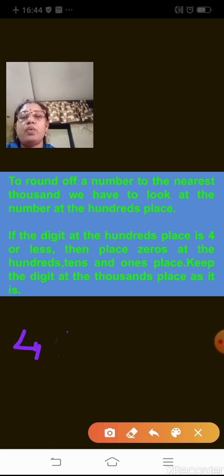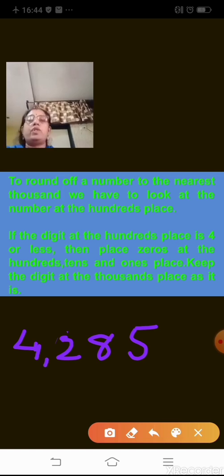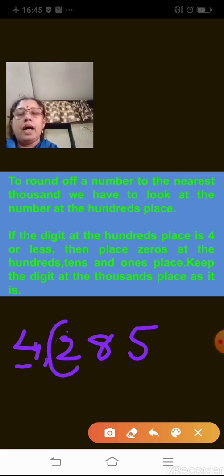I take this number as 4,285. Now to round off a number to the nearest 1000, we have to look at the number at the hundreds place. Now which is the number you are going to round off? You are going to round off the number that is 4. You will underline that number which is in the thousands place. You will see the number in the hundreds place. So the number in the hundreds place is 2. That is, it is less than 5.